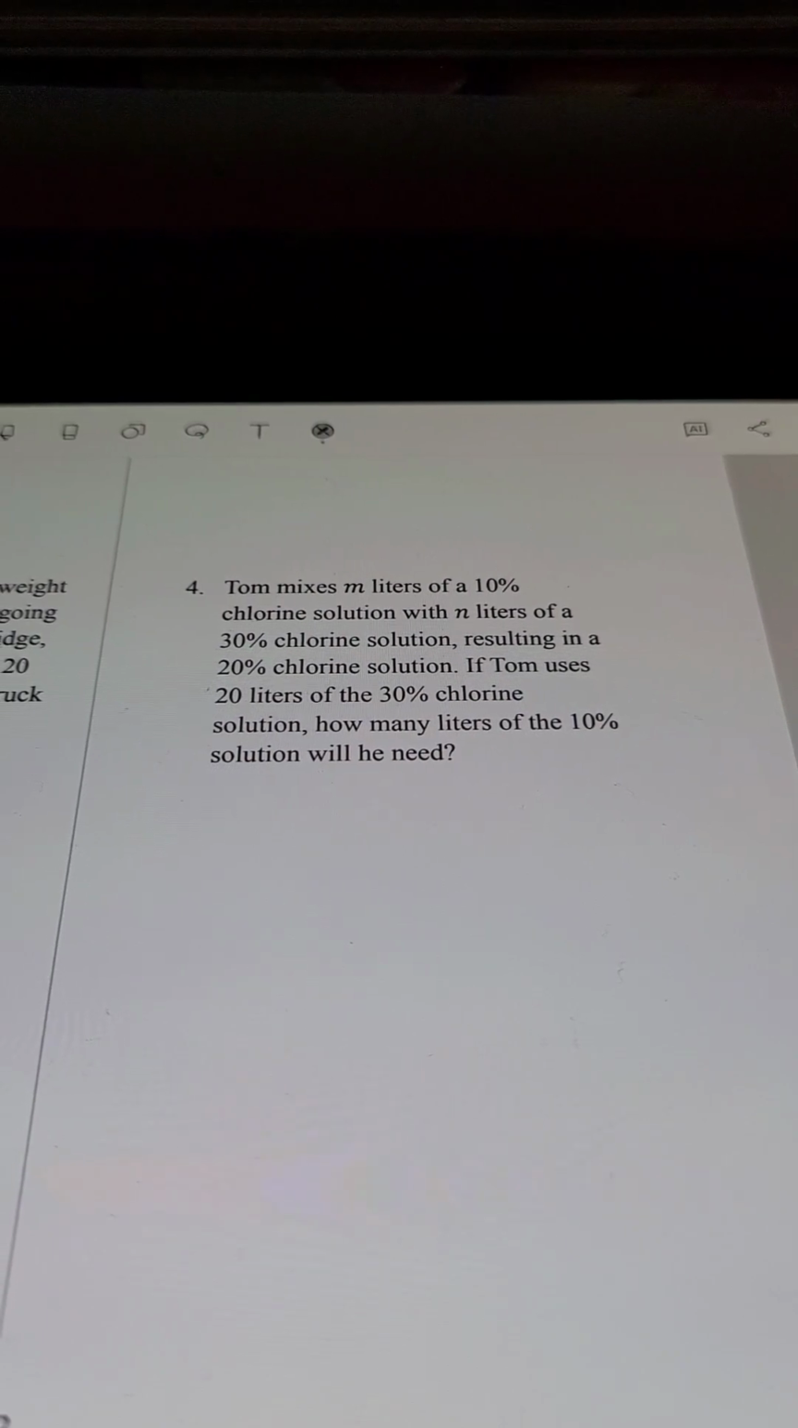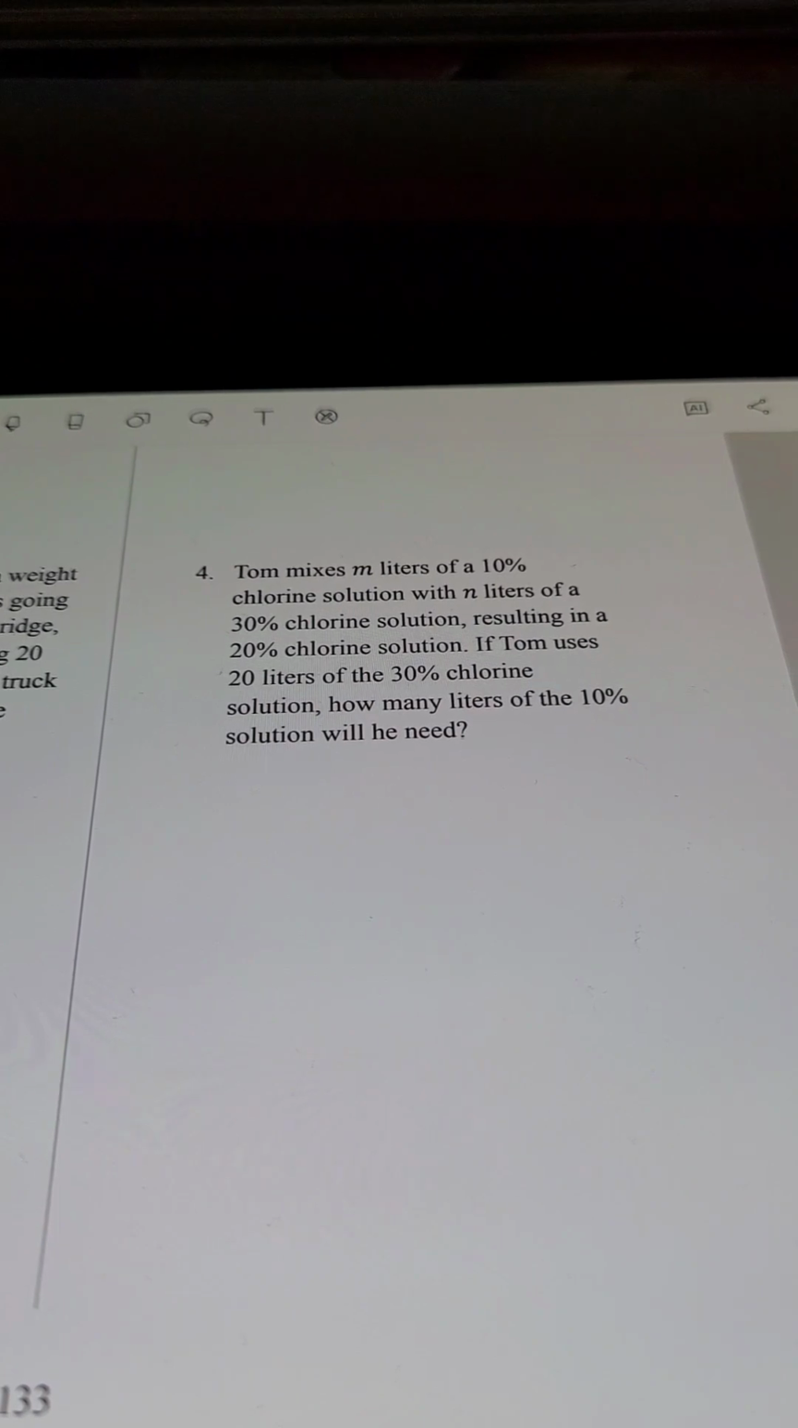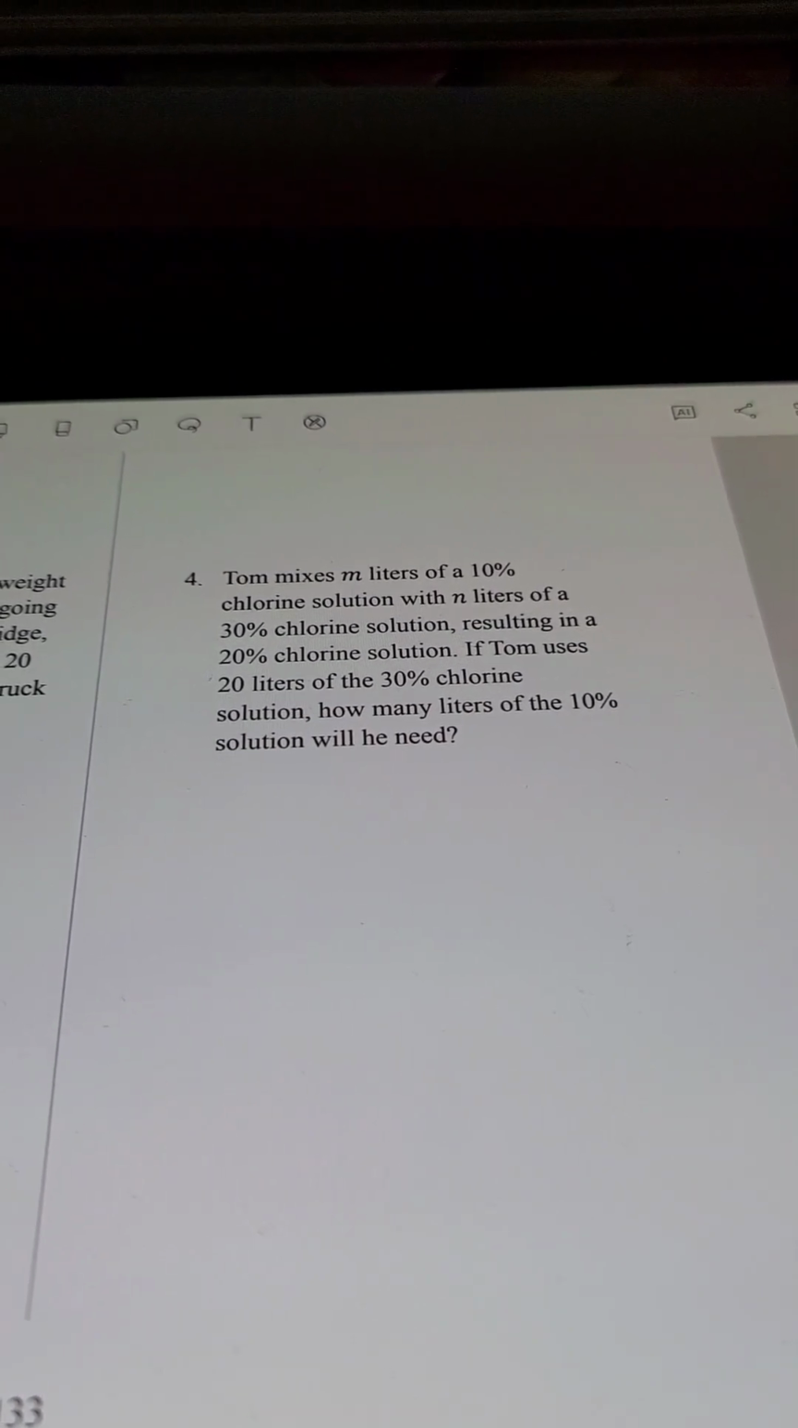Okay, pause to read number 4 if you haven't already. So I like to think of these mixture problems as part plus part equals whole problems.